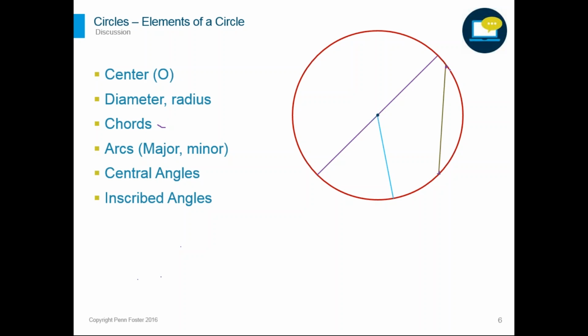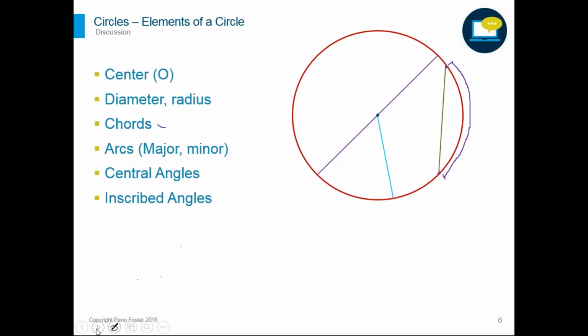Now an arc would be that section on the circle, the outside of the circle. So this curved line from the outside of the circle that is intercepted by a chord or sometimes by an angle, we call it an arc. Sometimes we have a major arc and a minor arc. It just depends on how big the arc is and how we label the arc. Is it XY? That would be a minor arc. XYZ? That would be a major arc.